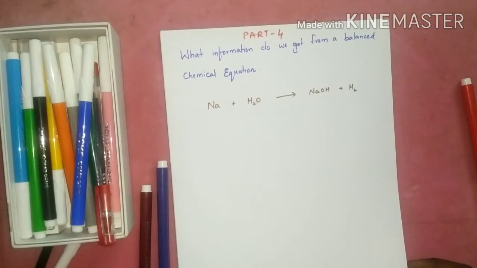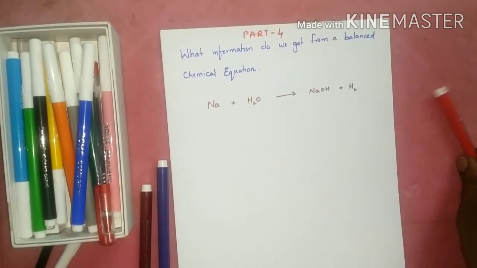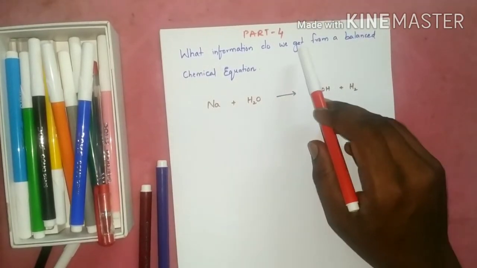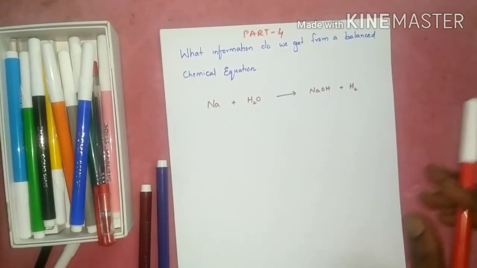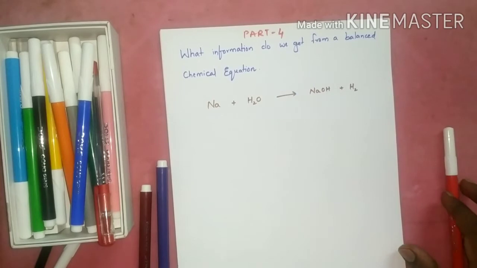Hello friends, this is part 4 of chemical equations. You know well, in part 3 we have seen how to balance a chemical equation. Now in part 4 we are going to see what information we get from a balanced chemical equation. When a chemical equation is given to you and it is balanced, what information do we get from it?